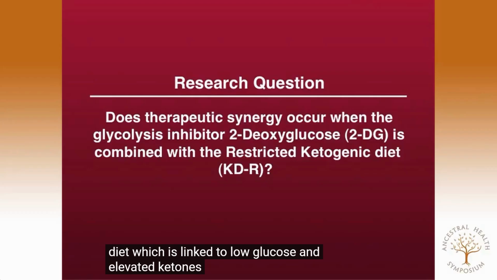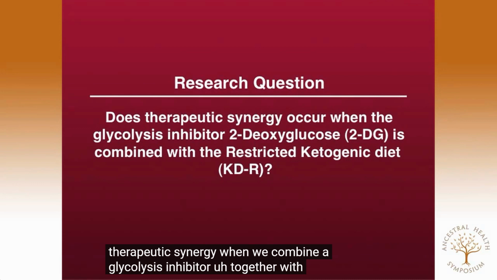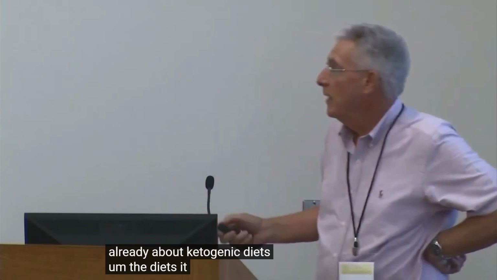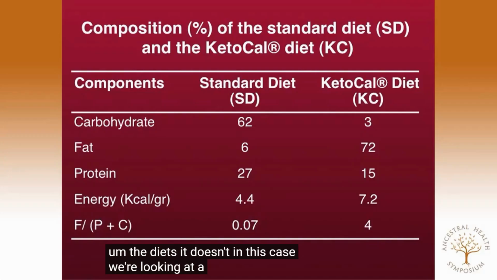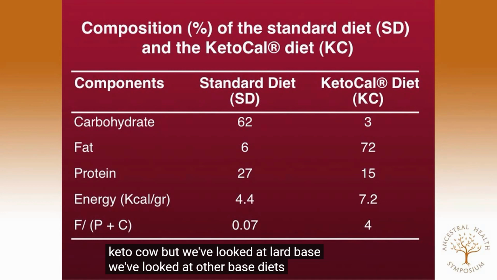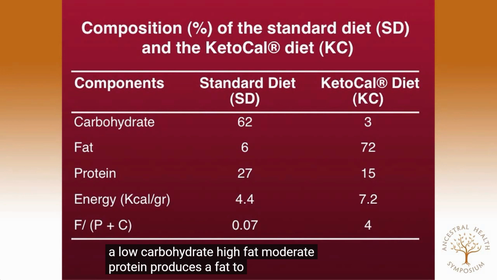Another question is, can we get therapeutic synergy when we combine a glycolysis inhibitor together with a restricted ketogenic diet? We've heard already about ketogenic diets. In this case, we're looking at a standard mouse chow diet, which is actually like a standard American diet, high in carbs, low in fat, and you've seen the whole thing here. Any kind of a ketogenic diet will work. We've looked at various, this is a keto-cal, but we've looked at lard-based, we've looked at other base diets. This is a low carbohydrate, high fat, moderate protein, produces a fat to protein carb ratio of 4 to 1 as opposed to less than 1 for the high carb diet.